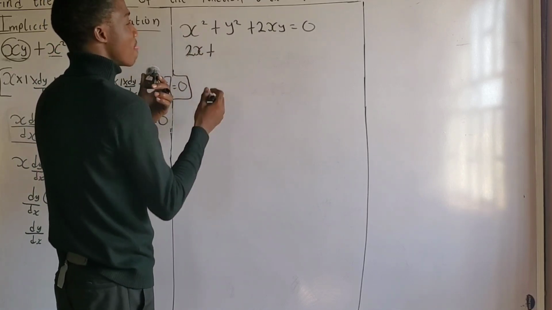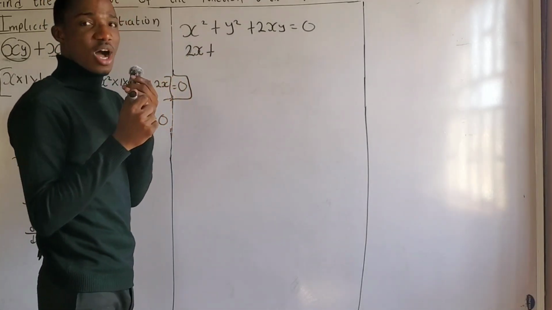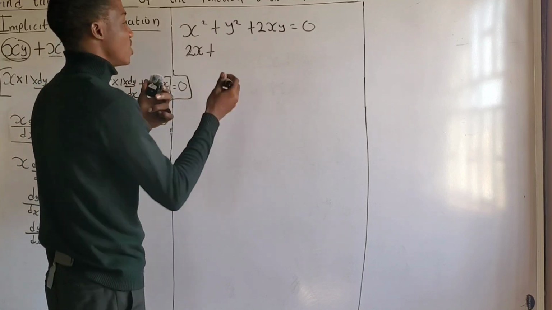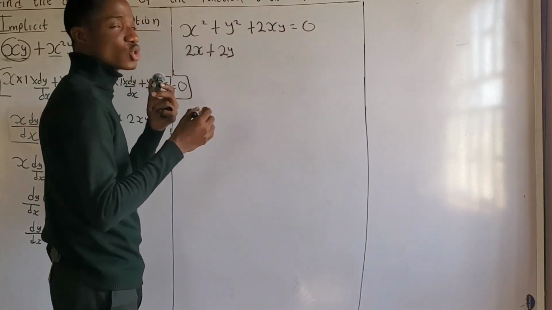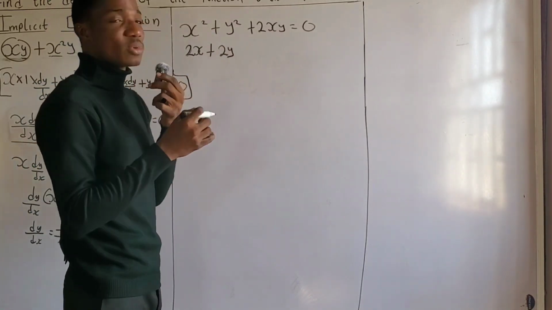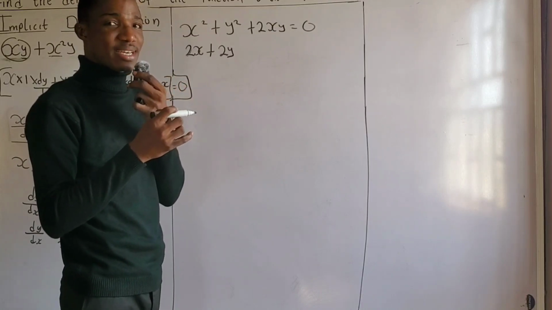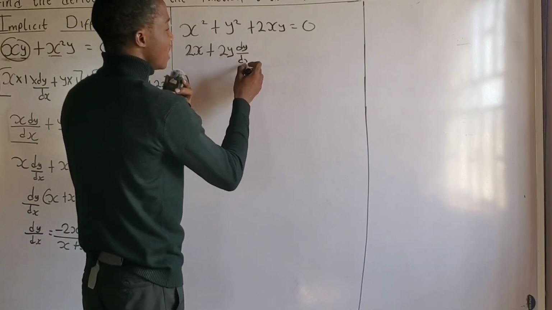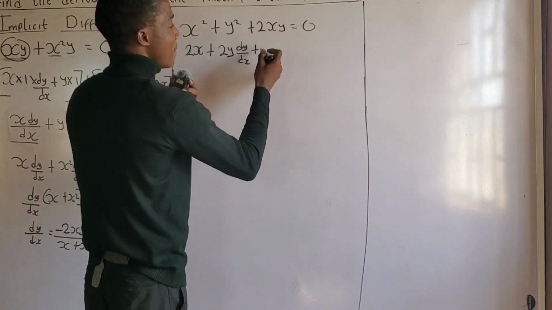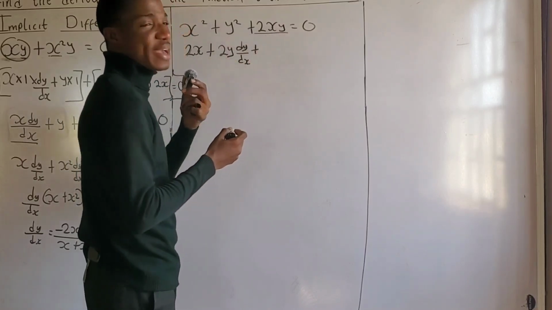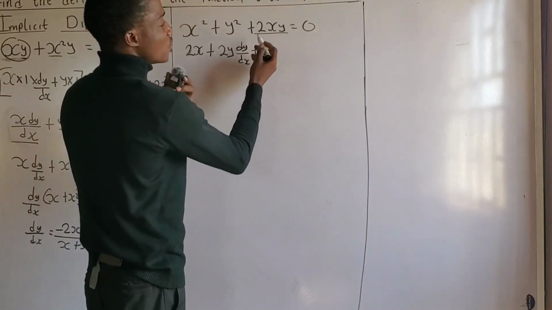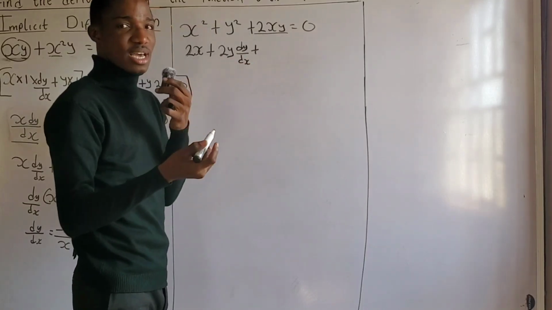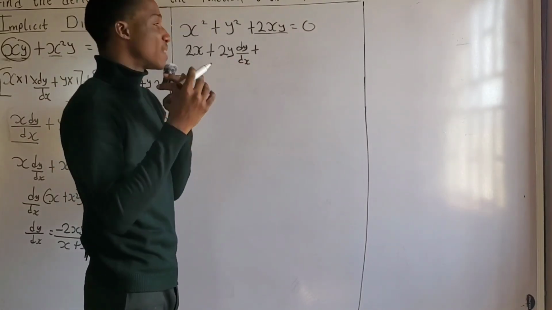So I'm going to have 2x plus. Now, if you differentiate y squared, you're going to have 2y. Okay, so I'm going to have 2y here. Now, I told you that anytime you differentiate y, you're going to multiply that derivative by dy dx. Don't forget. So I'm going to have this multiplied by dy all over dx plus, okay, now we want to differentiate 2xy. The sign between 2x and y is a product sign, because that is 2 times x times y.